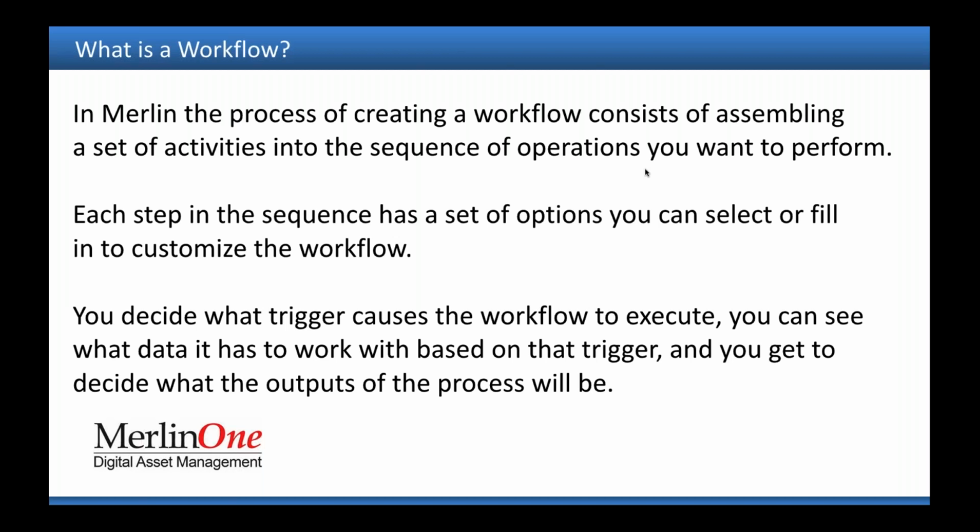In Merlin, the process of creating a workflow consists of assembling the set of activities into the sequence of operations that you want to perform. So before one thing can happen, something may need to happen before that, and something may need to happen before that. So before you get to Z, you might have to go through A, B, C, D, E, and the entire alphabet before you get to the end of the alphabet. And so you can create this sequence of activities.